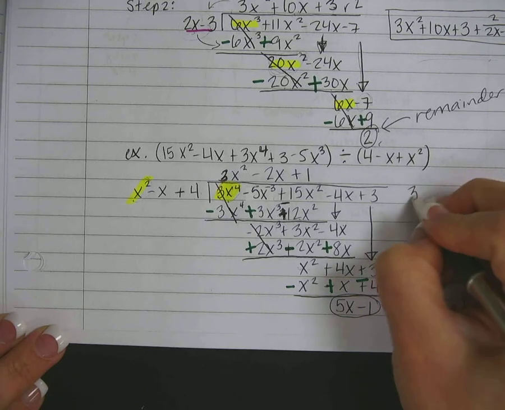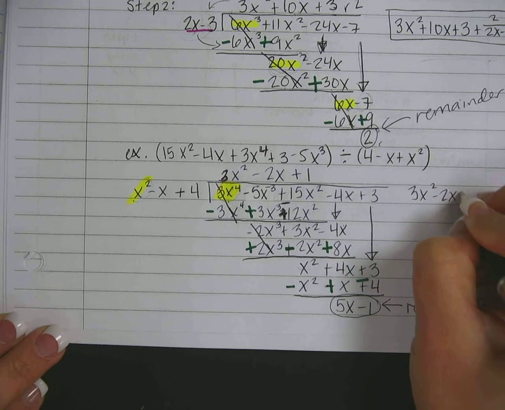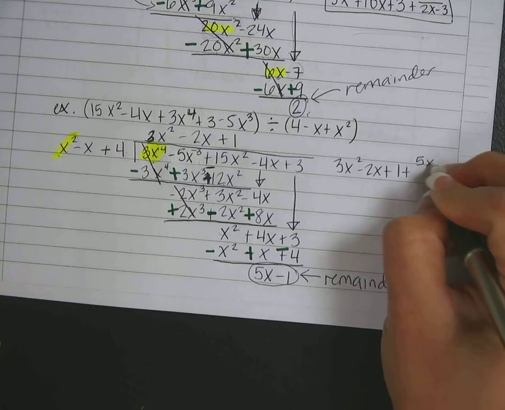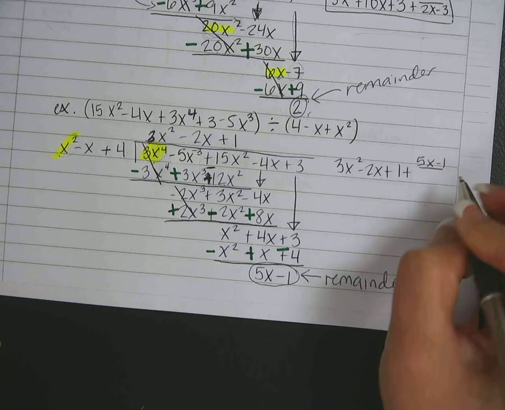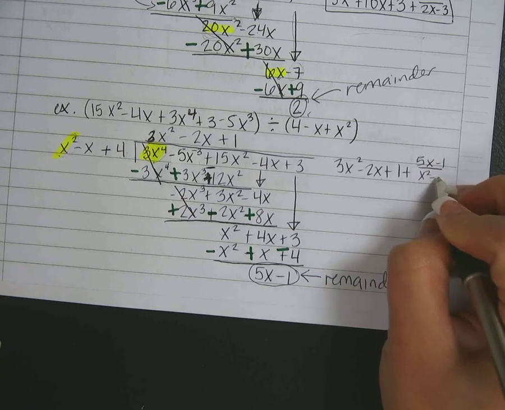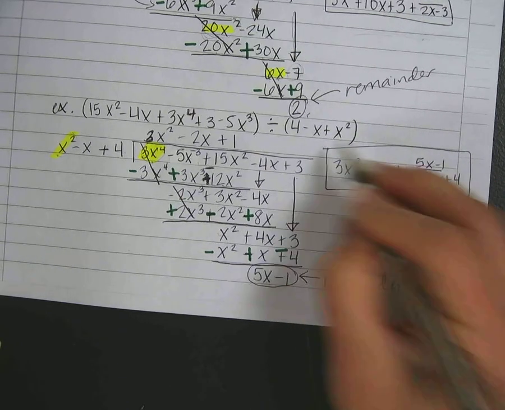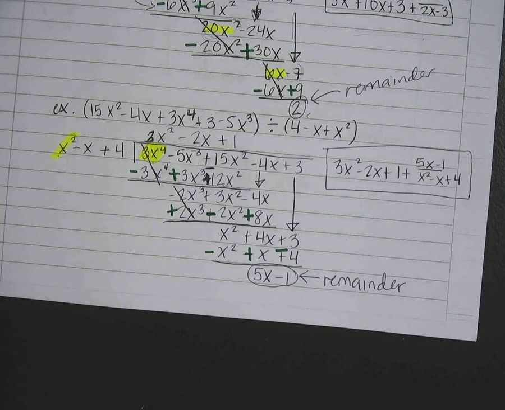So I'll have 3x squared minus 2x plus 1 plus 5x minus 1 divided by x squared minus x plus 4. And that's my answer. Now, your next example, in the back of this page, you're supposed to do by yourselves. So go ahead and work on that, and I'm going to have to switch over to another video. So go ahead and start on that example while Mr. Cripps is getting this set up. You can do it.